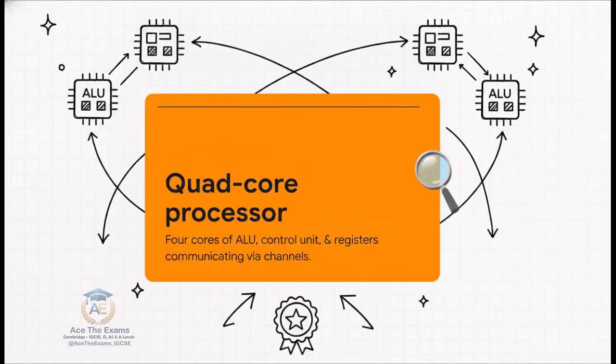So here is the precise tactical execution required by the mark scheme. First, define the core. A core is made up of an arithmetic logic unit, a control unit, and registers. Therefore, a quad-core processor is a single physical chip containing 4 of these complete independent processing units. Furthermore, to get that full mark, you need to state that these 4 cores communicate with each other using internal channels. Absolute clarity and precision outplay vague circular definitions every single time. Don't fall for the trap.